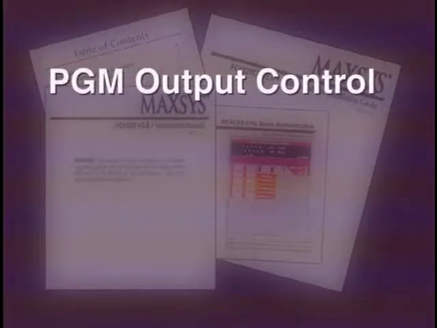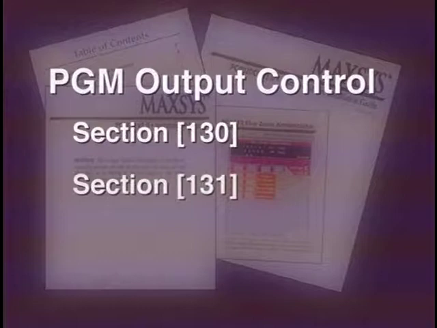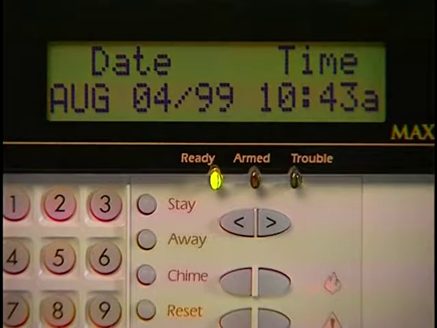To program an automation item for PGM output control, program section 130 with the house code and unit number. In section 131, turn on the appropriate options, and in section 134, program data 01 for PGM output control. The PGM output option must be programmed into the main panel.